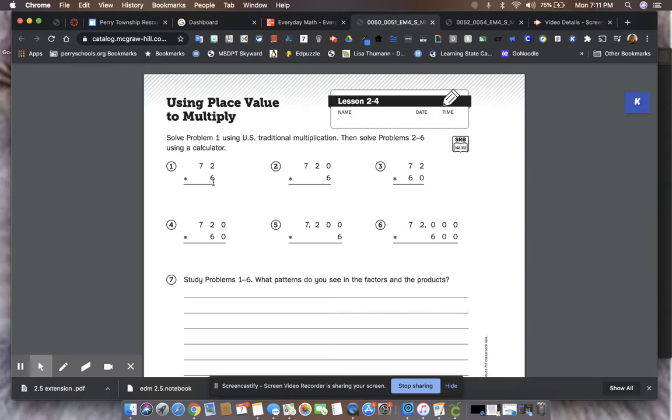Then, using a calculator, solve 720 times 6, 72 times 60, 720 times 60, 7,200 times 6, and 72,000 times 600. So solve all those problems. This one you need to do on paper and pencil or on a slate. The rest of these you can do with a calculator.